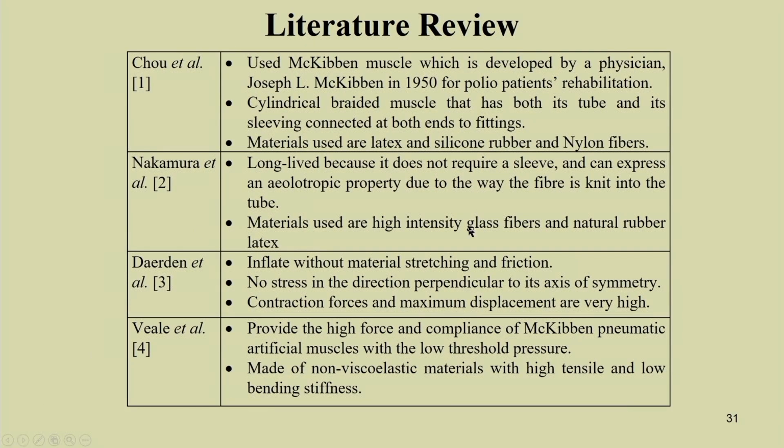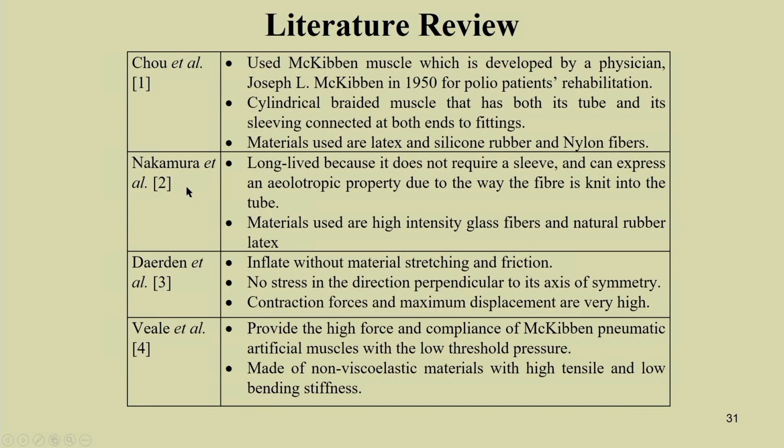There is several literature available on this pneumatic artificial muscle, and some of it is given here. For example, Chou et al. used this McKibben muscle, which was developed by a physician, Joseph L. McKibben, in 1950 for polio patient rehabilitation. That is a cylindrical braided muscle that has both its tube and its sleeving connected at both ends to fittings. The materials used are latex, silicone rubber and nylon fiber.